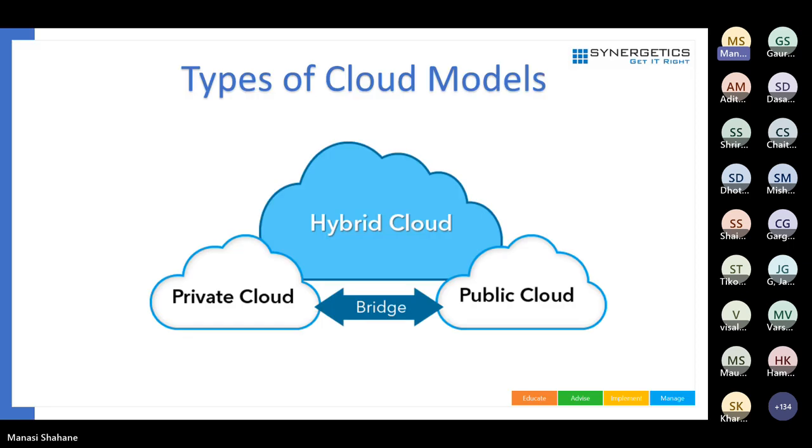Now coming to the different types of models that cloud has. There are three cloud models. Since the beginning, I asked you all, can you tell me the cloud service providers? And you all listed AWS, Azure, GCP, IBM, correct? So those clouds are nothing but the public cloud.